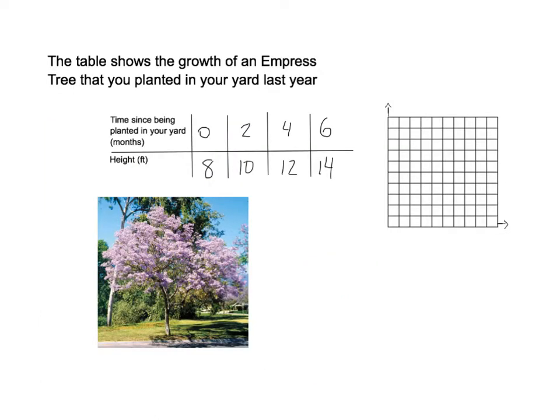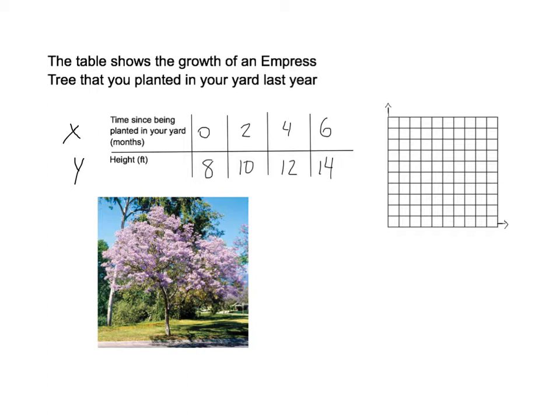Alright, so let's apply some of this. This table here shows you the growth of an empress tree, which is one of the 35 fastest growing trees in the world. And the table shows you the growth of that tree that you planted in your yard last year. If you look at the table, we have time since being planted in your yard in months, and then we have the height of the tree. This is going to represent our x, and this is going to represent our y.